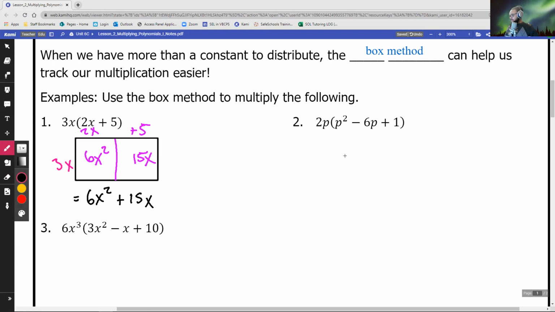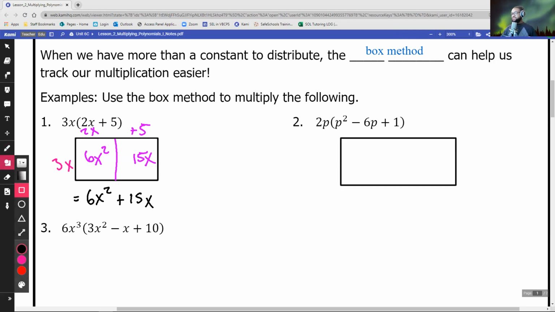When we look at another example for this box method, we have a monomial, 2p, times this p squared minus 6p plus 1. We can use the box method for this as well. And honestly, you can use the box method for any setup, any situation. So let's look at this one.